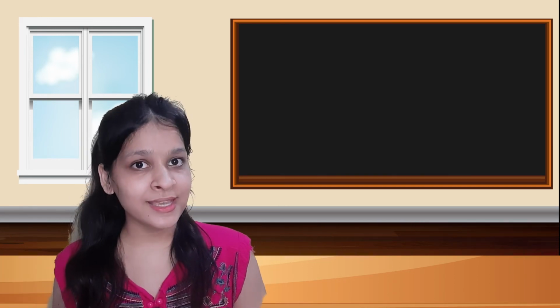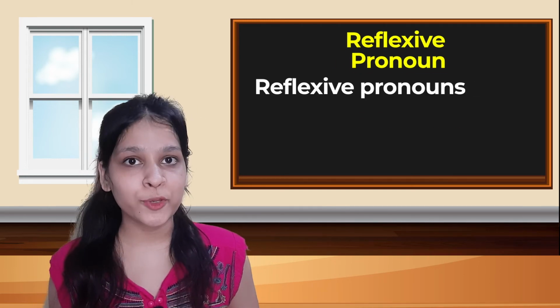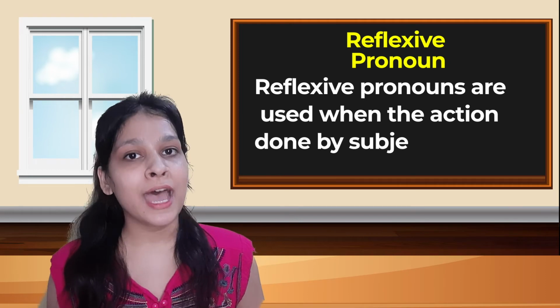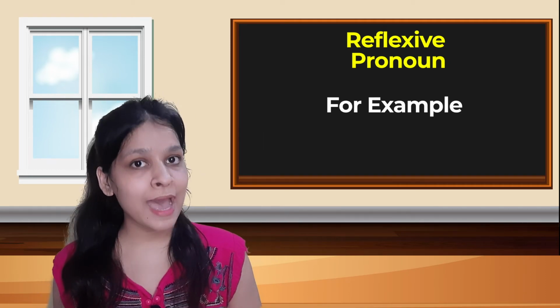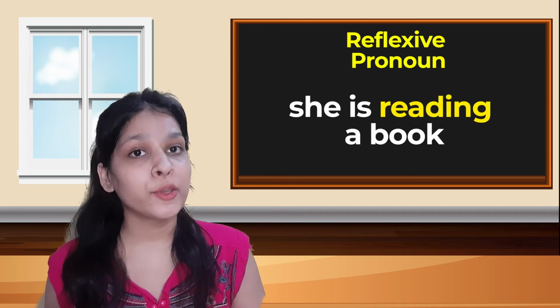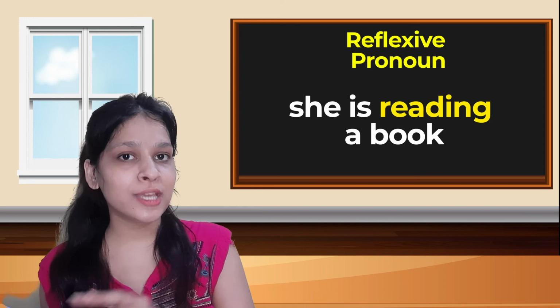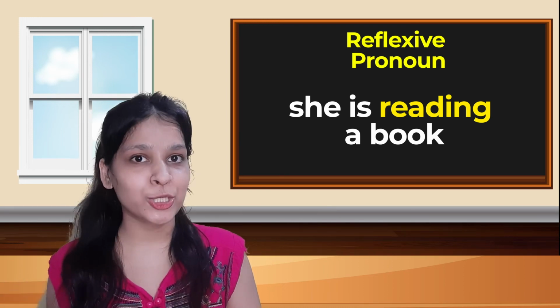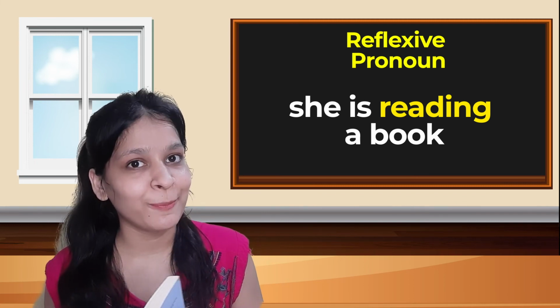Next one is reflexive pronoun. Children, reflexive pronouns are the words that show an action by our noun. For example, she is reading a book. Here, our subject, that is she, is performing an action, and what is she doing? She is reading a book.